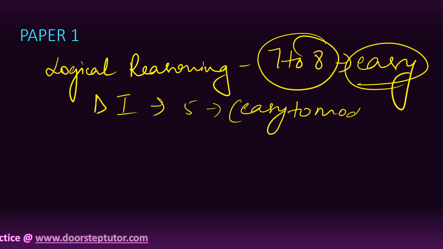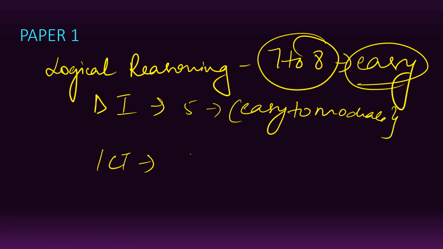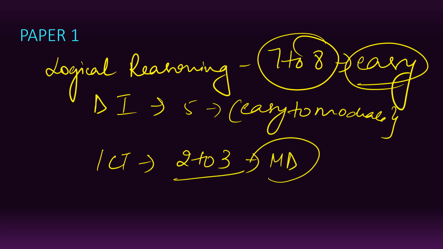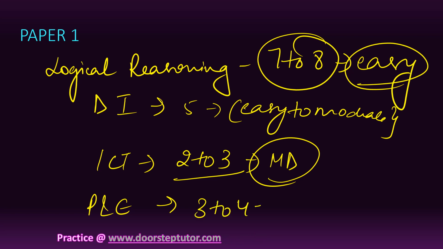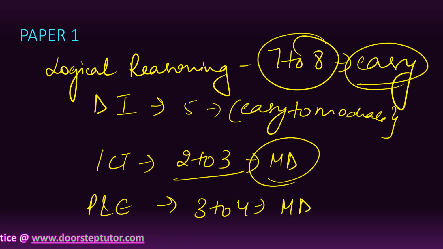So ICT, information and communication technology, you could find, yes, a good number of questions, 2 to 3 were there. And the level was not very easy. So moderate to difficult level, you can tell it. On people and environment, there were around 3 to 4 questions, and again they were moderate to difficult level.